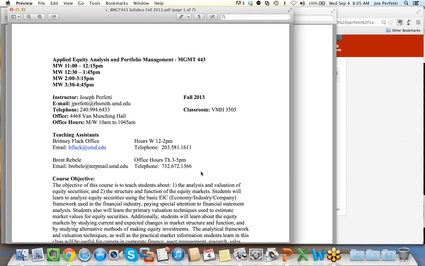This class is really called Equity Analysis, and it focuses on 2 major things. One, to help you understand the buy, sell, hold recommendations that the analysts put out there, how they do them, and that actually will be one of the things we'll practice this semester. The other thing is it'll help you understand some of the principles of valuation.